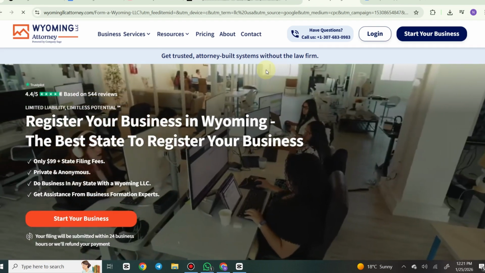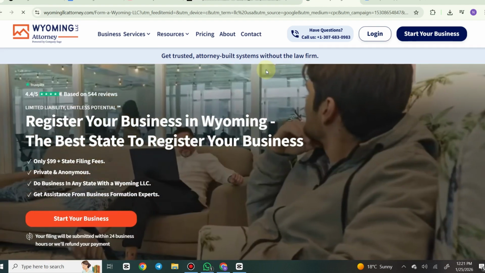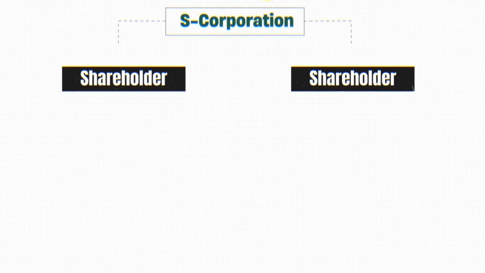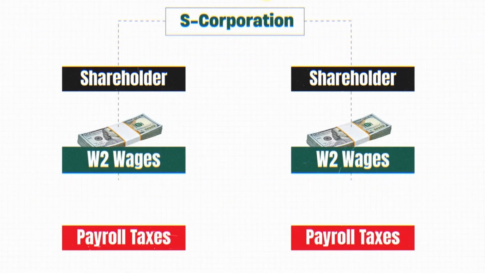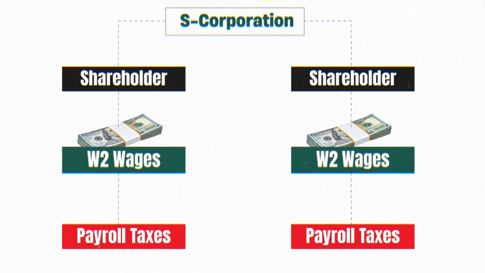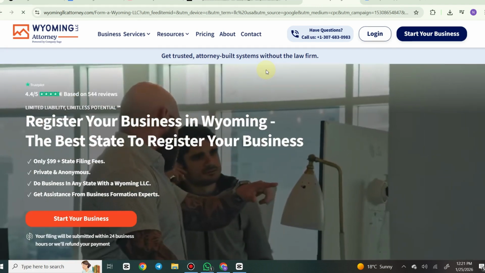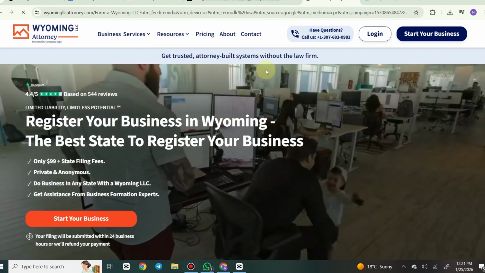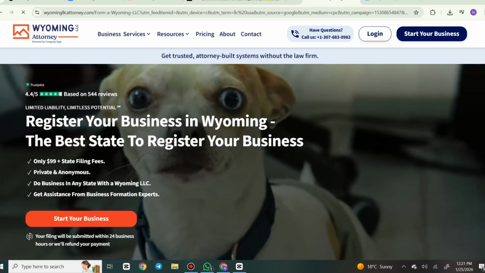So when your LLC is taxed as an S corporation, none of the net profits are subject to the full self-employment tax. Instead, shareholders who work in the S corporation are required to pay themselves a reasonable salary in the form of W-2 wages. These wages are subject to payroll taxes like Social Security and Medicare, which are the same taxes that the self-employment tax funds. The difference, however, is that you can set your W-2 wage at a reasonable level instead of paying self-employment tax on all of your business income.